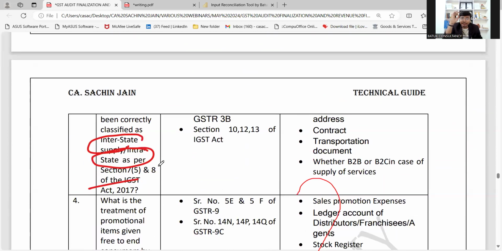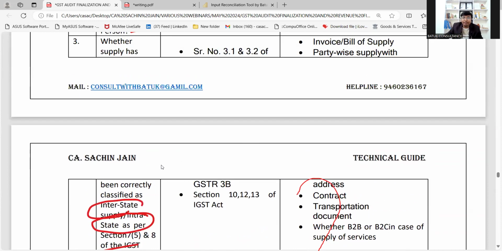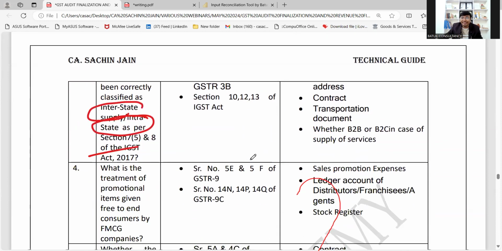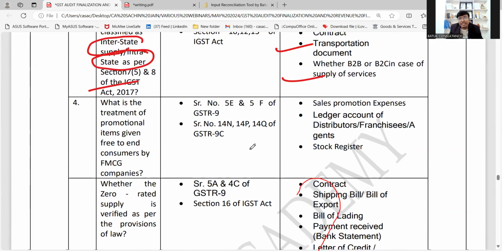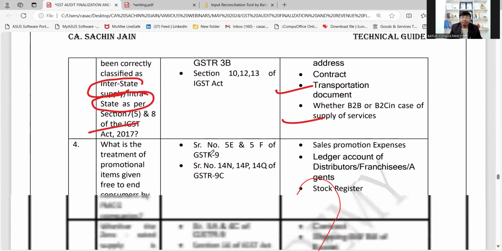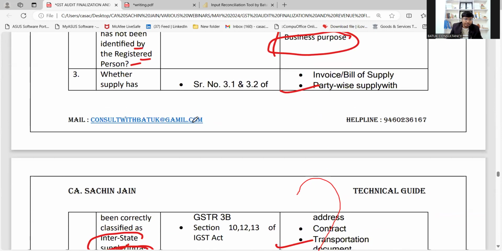Now, for the interstate supply and intra-state supply, you can check the invoice and bill of supply, the party-wise supply address, contract, transportation documents, and whether it is B2B or B2C in case of supply of services. We are going to check these particular types of things in case of inter and intra-state. Now, what is the treatment? This is the third point.